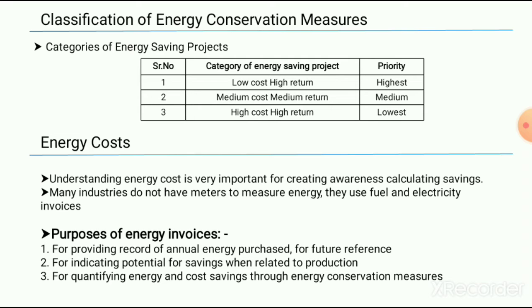What is the purpose of this energy invoice? For providing a record of annual energy purchased for future reference, for indicating potential for saving when related to production. Third, for quantifying the energy and cost saving through energy conservation measures.